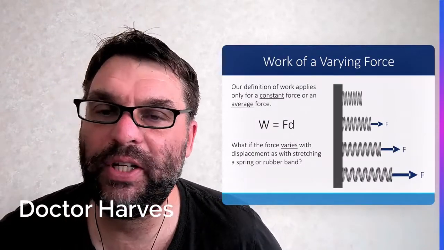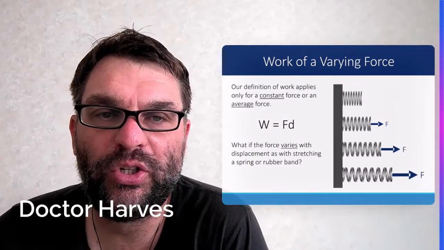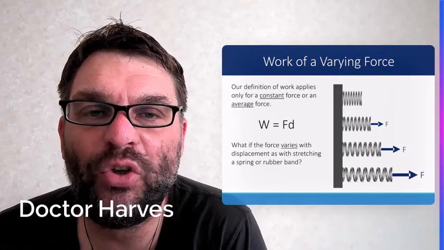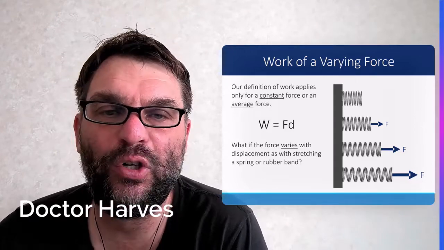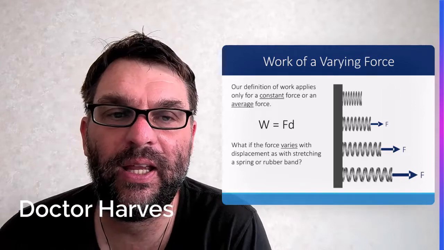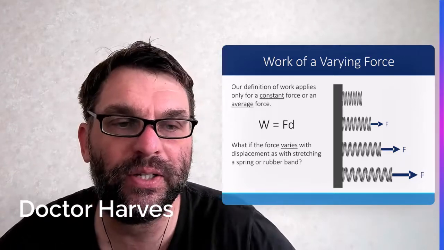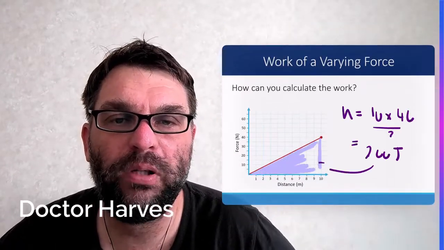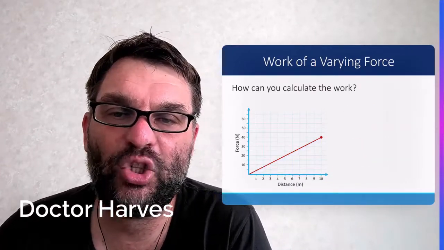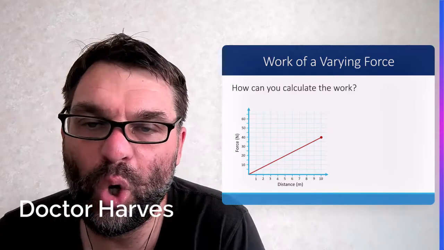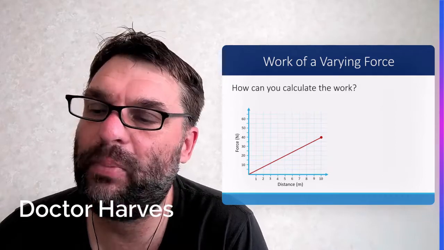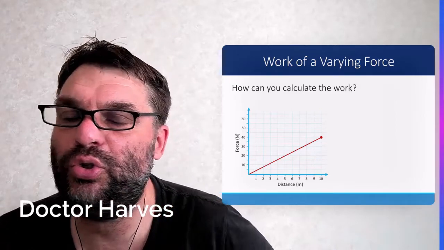So we've also got the idea of work of a varying force, which we saw on our springs. Okay, so our definition of work is only for a constant force or an average force. If the force varies with displacement, as with the stretching you see in springs, what happens? Well, if you plot the force against the distance, you'll get a straight line graph here. And again, the work is the area underneath the graph, so it'll be 10 times 40 divided by 2, or 200 joules.